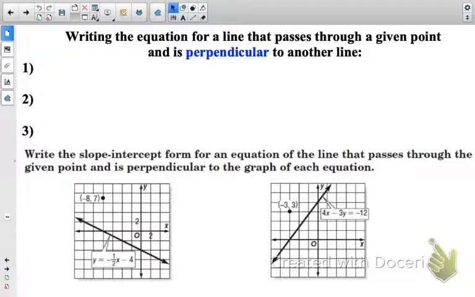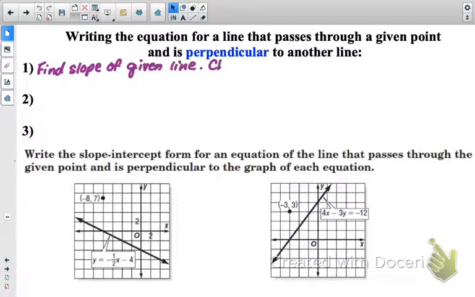All right, last note slide, we're going to write the equation for a line that passes through a given point and is perpendicular to another line. So it's just like the previous 2 note slide problems, except instead of using a parallel slope, we're going to use a perpendicular slope. So step 1 is the same.